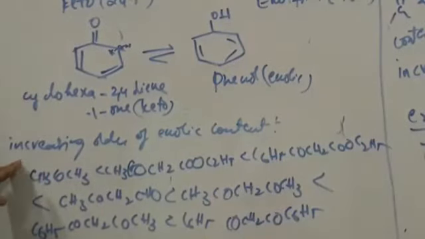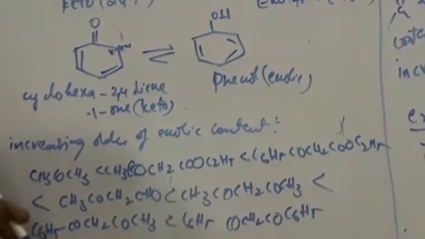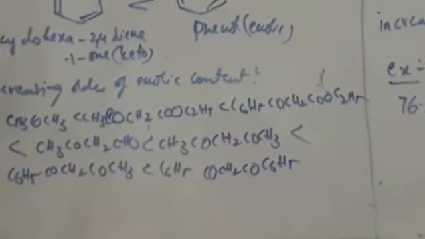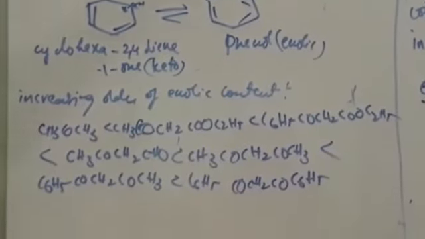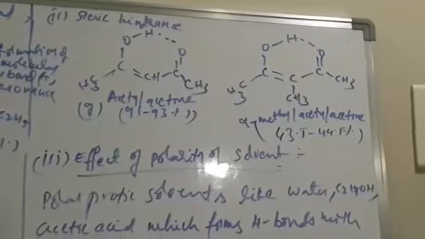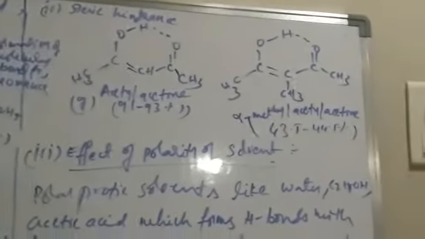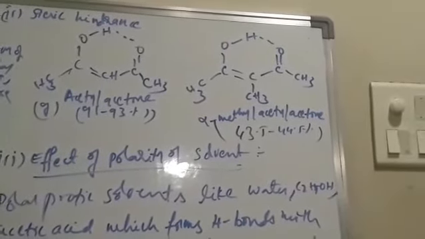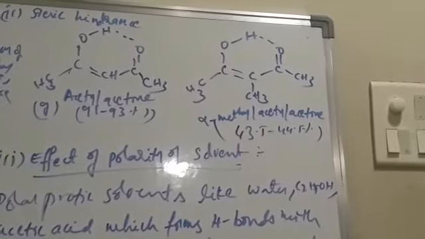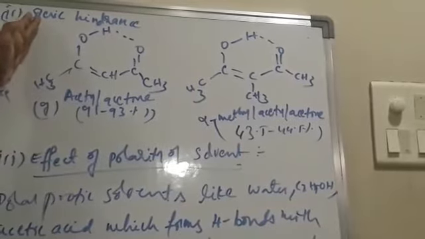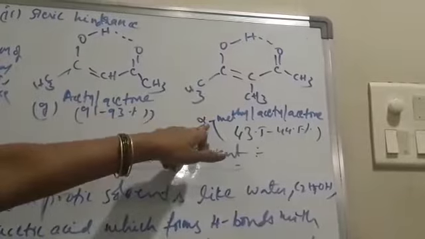Then the increasing order of enolic form for different groups is given like this. So this is the first factor. The next factor is steric hindrance. Here we take acetyl acetone and alpha-methyl acetyl acetone.